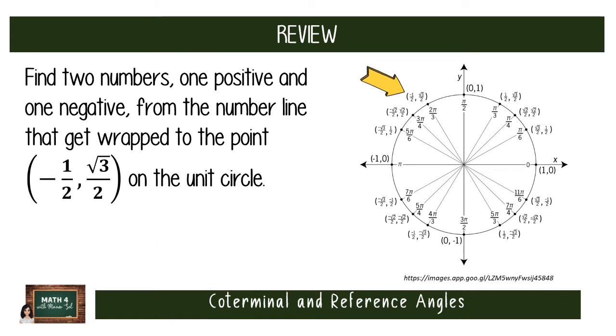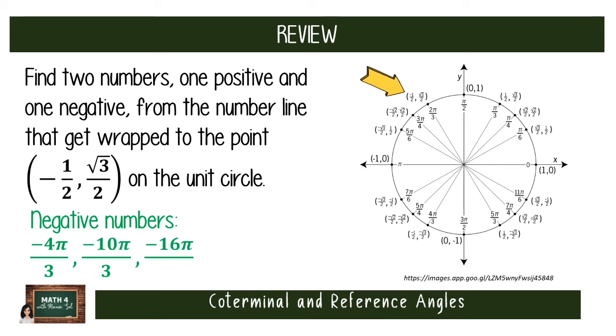Meanwhile, the largest negative angle that has those coordinates is -4 pi over 3. We obtain this by rotating clockwise from the positive x-axis. We can obtain the other negative numbers by adding as many -2 pi's as we want to -4 pi over 3. But since we are only asked to have one negative number, we stick with the largest, which is -4 pi over 3.